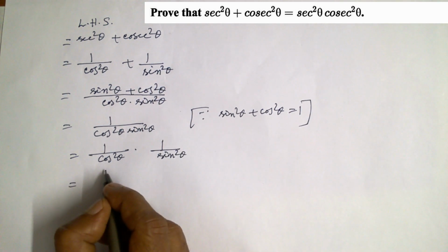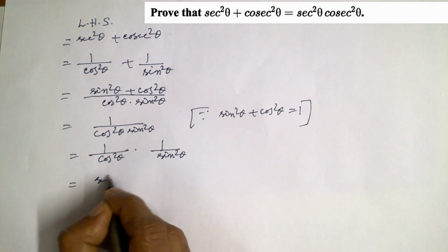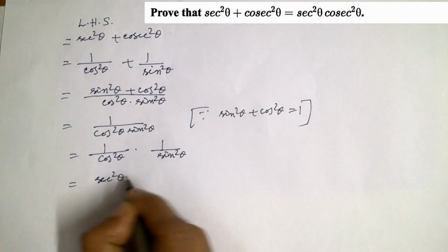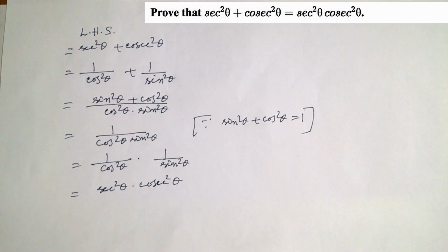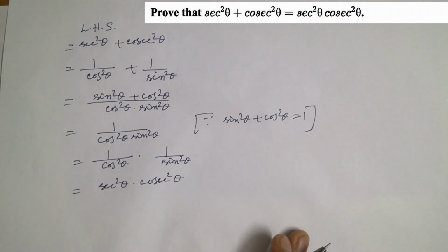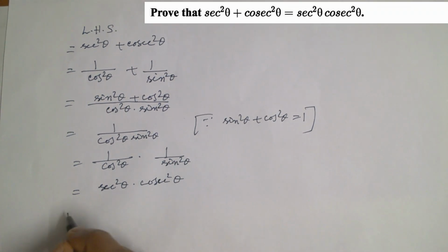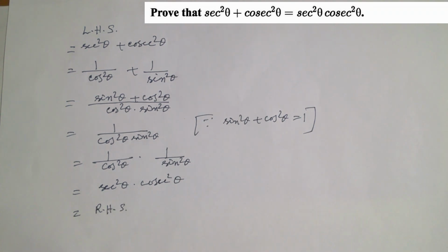1 by cos theta, we can write sec square theta into cosec square theta, as cos theta and sec theta are reciprocals to each other. So this is equal to what is right hand side. So our question is proved.